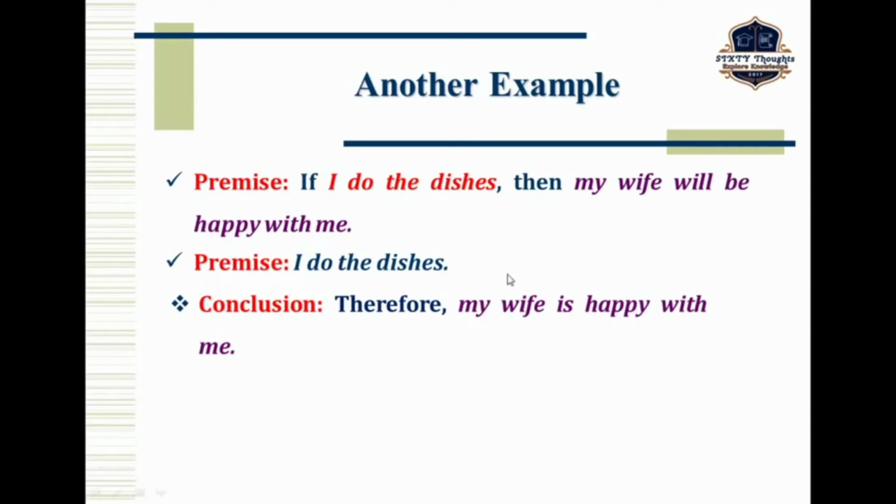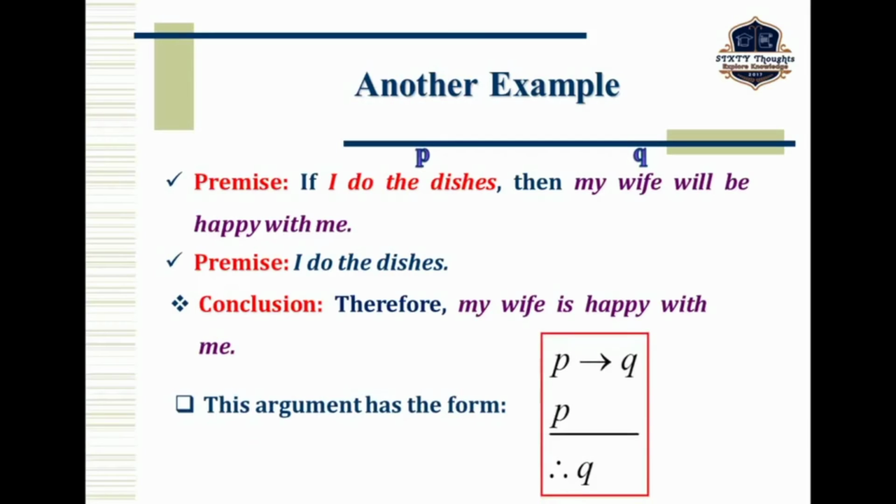Okay. So here, how to write the symbolic form? In the first premise we consider I do the dishes as the P statement. Okay, let us consider Q is my wife will be happy with me. Okay, so therefore the symbolic form is P then Q, P. So we can write the conclusion: my wife is happy with me. That is nothing but Q. Okay, so therefore the given argument is called a valid argument. So what is a valid argument? When a conclusion is proved from the given premises, then it is called valid, otherwise it is invalid.